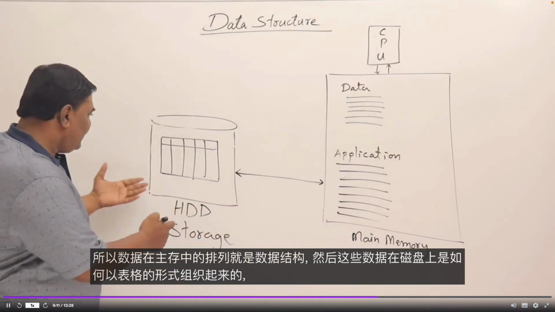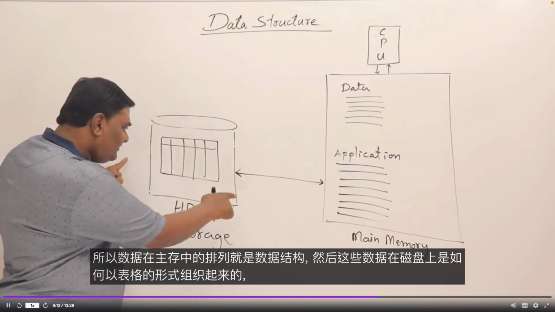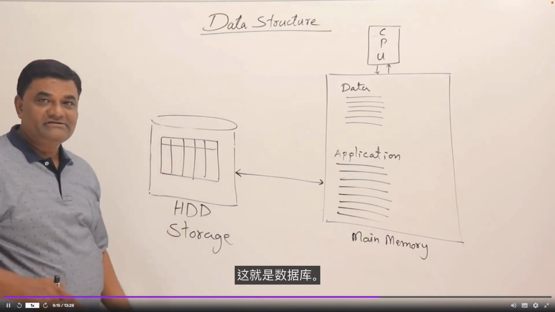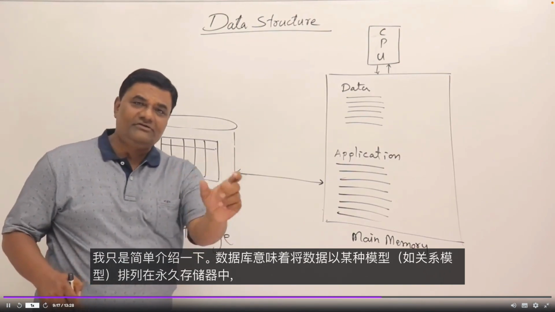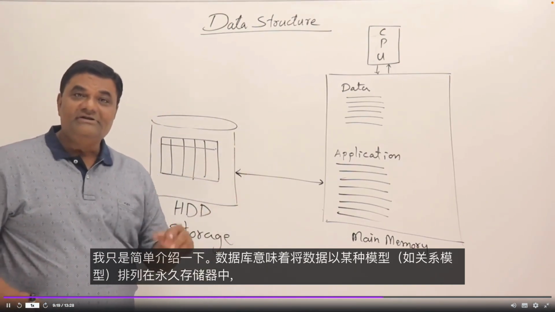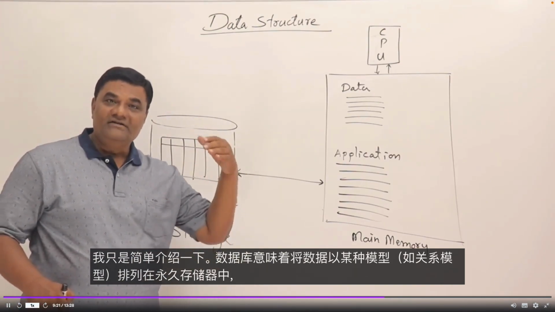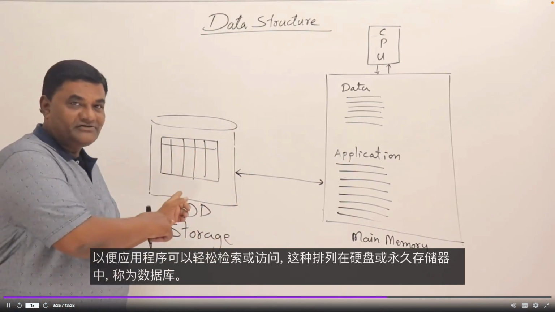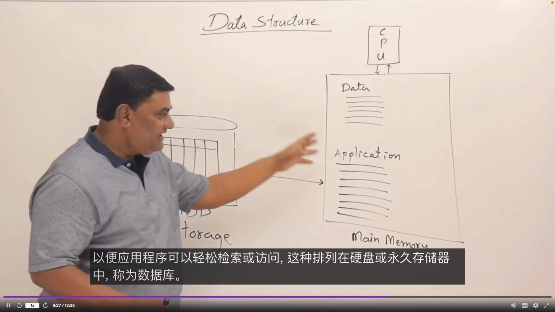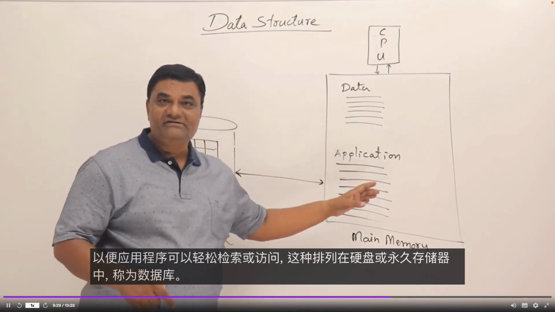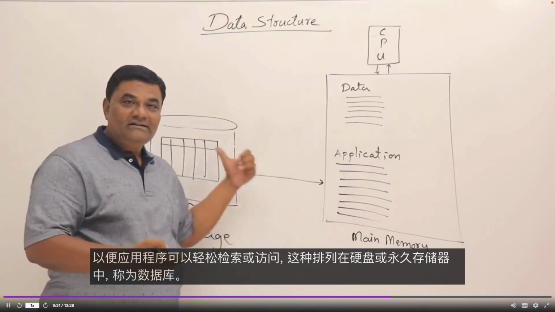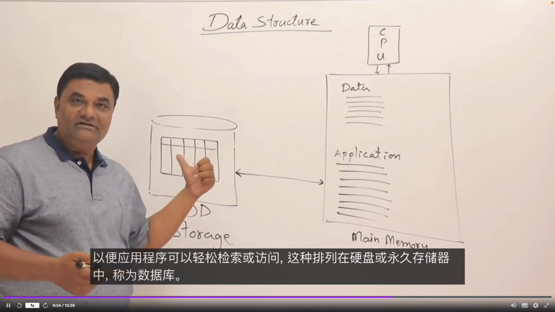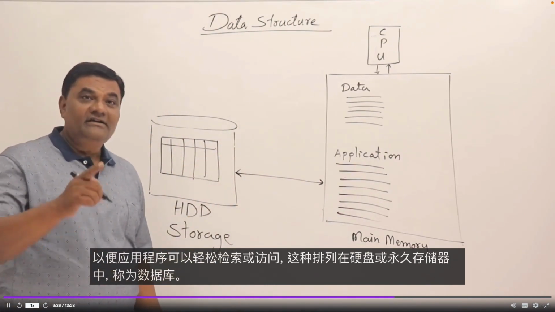Then how this data is organized in the form of tables on the disk, this is database. Just a brief introduction I am giving you. Database means arranging the data in some model, like the relational model, in the permanent storage so that it can be retrieved or accessed by applications easily. That arrangement in the hard disk or in the permanent storage is called a database.